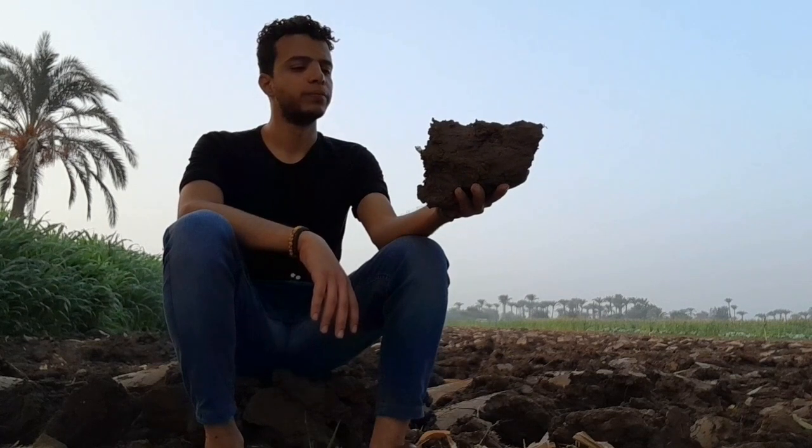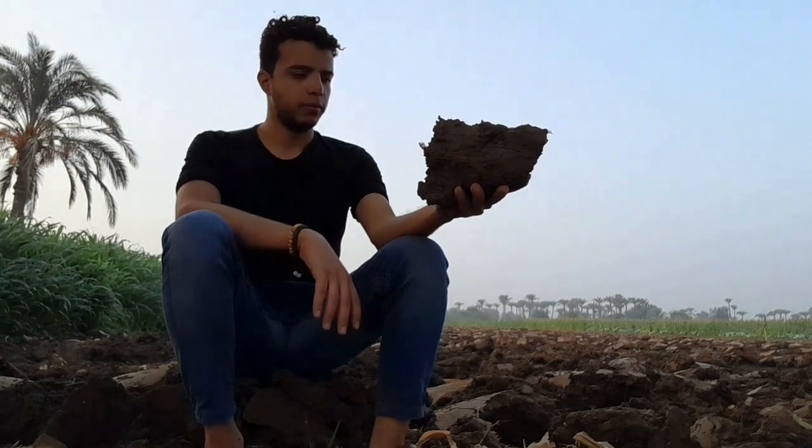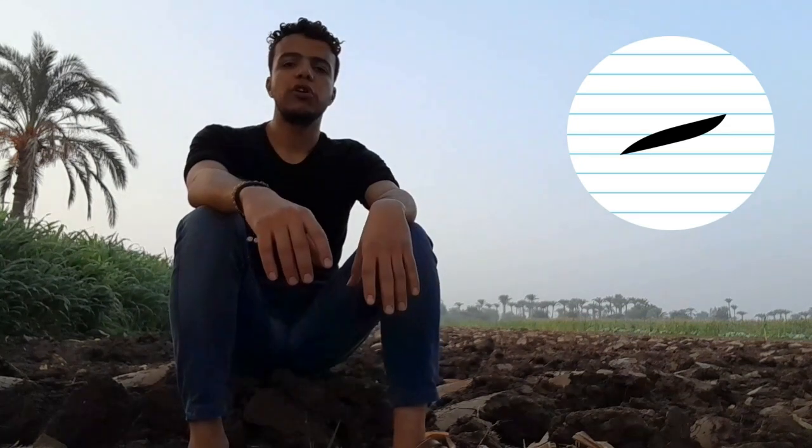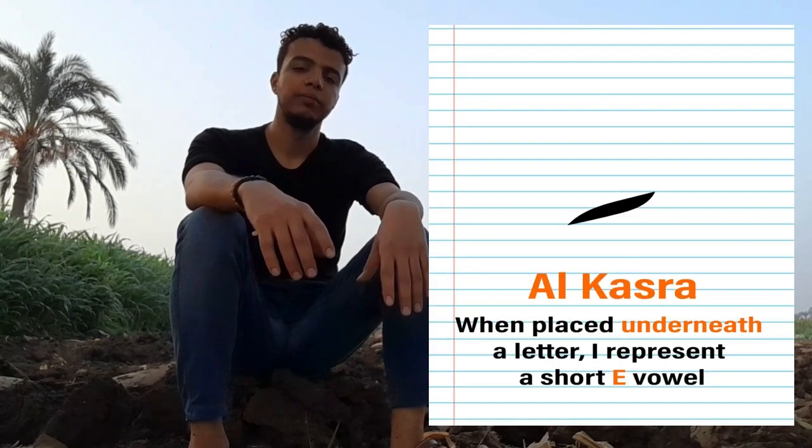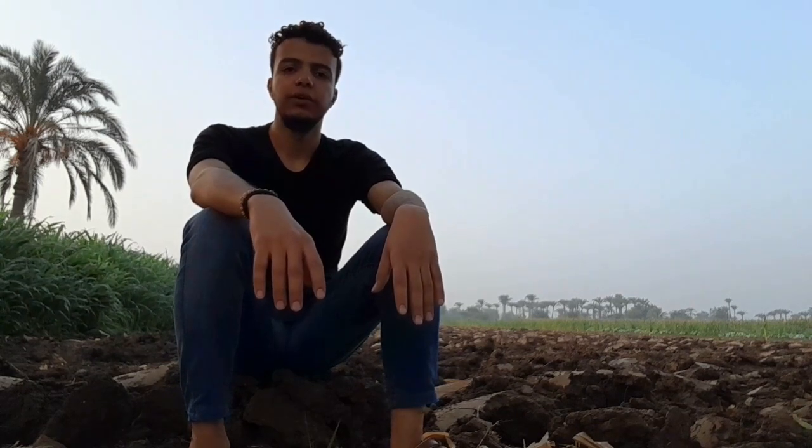Broken. That's what we call a letter when this same mark is placed underneath it. The mark's name becomes Al-Kasra, which means the break, as in broken, and it represents the sound of the vowel E, as in the word tea. So the letter becomes bi, ti, and so on.